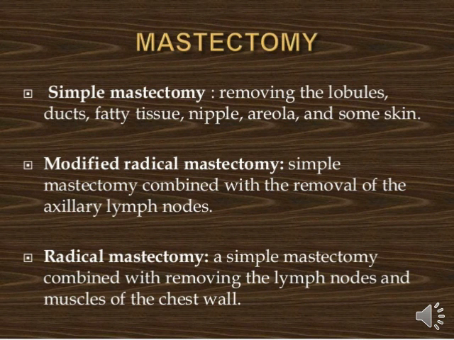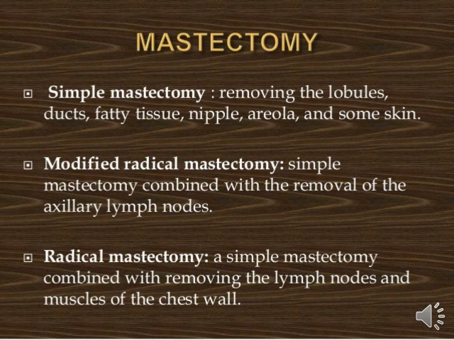Now the second type, modified radical mastectomy. If we perform modified radical mastectomy, which area is removed? Simple mastectomy combined with the removal of the axillary lymph nodes. So along with the simple mastectomy parts, we also remove the axillary lymph nodes in modified radical mastectomy surgery.